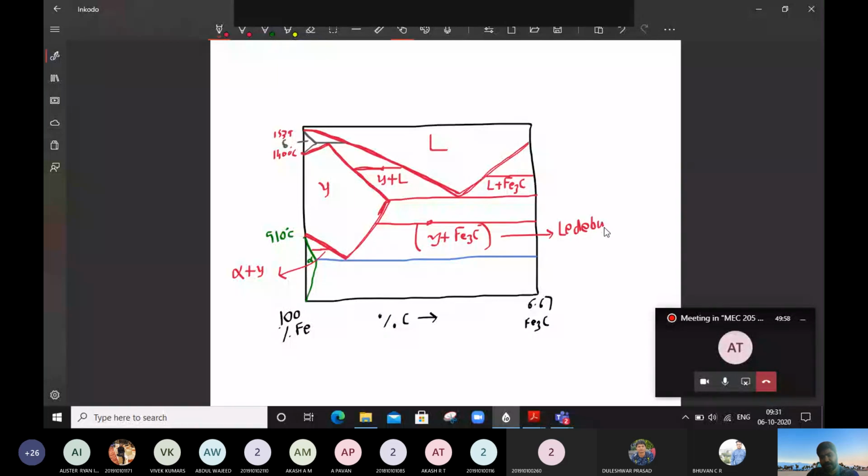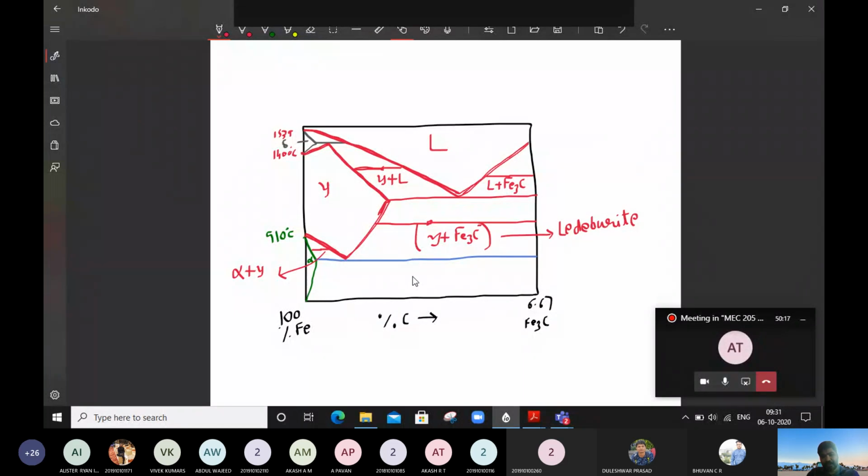Ledeburite. This is a very important name. You are supposed to remember that this gamma plus Fe3C, the mixture of these two phases, is known as ledeburite. Now tell me what are the phases present over here?